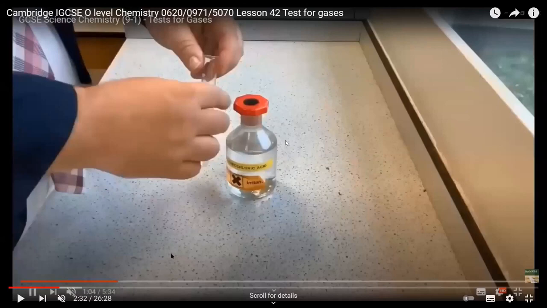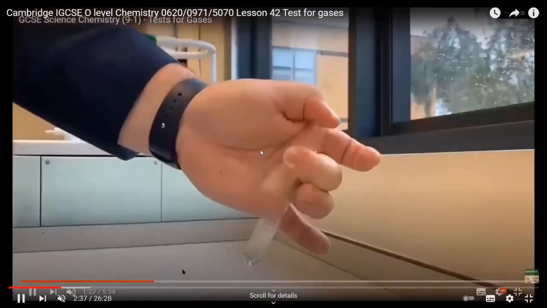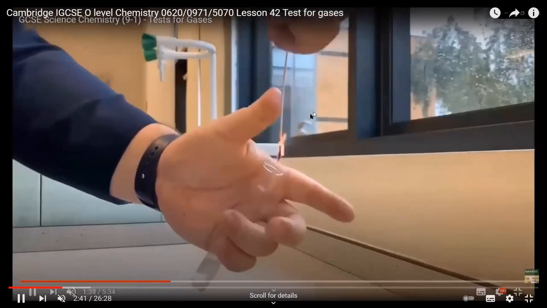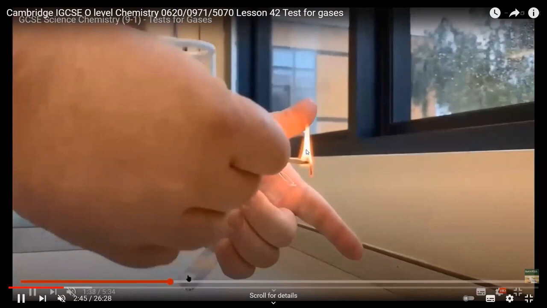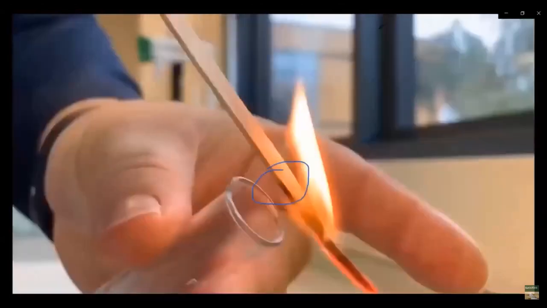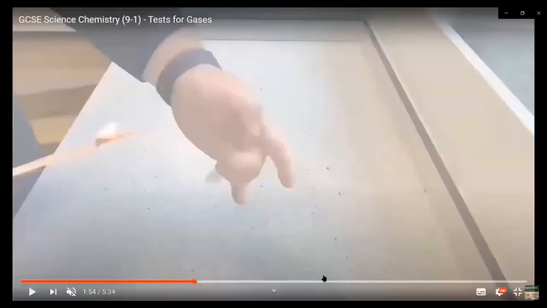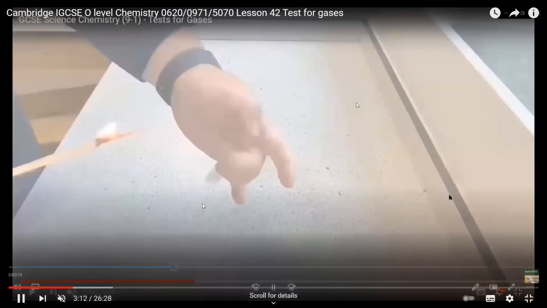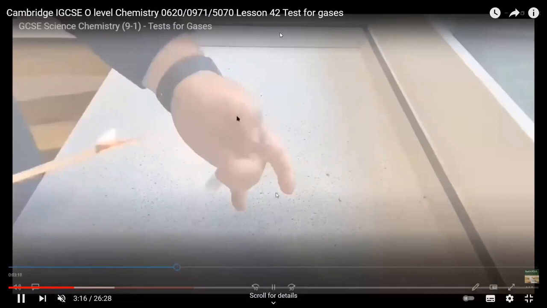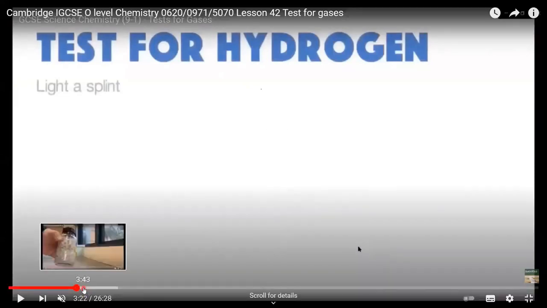The second one: you don't have to learn production. Here in the video they're also showing how it is produced, but you have to learn how it can be tested. If hydrogen gas is there and we bring a lighted splint, you cannot hear the pop sound exactly, but it produces a sound like popcorn makes when corn turns into popcorn. The same type of sound is produced. That's why we say hydrogen gas with a lighted splint will produce a pop sound. So this is the second test, the test for hydrogen gas.